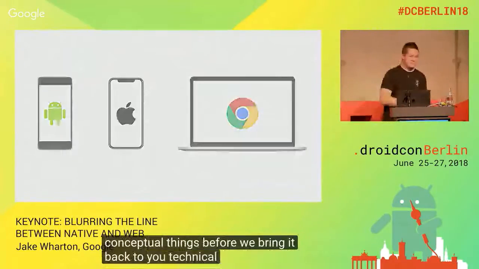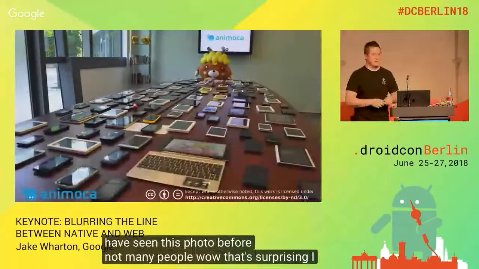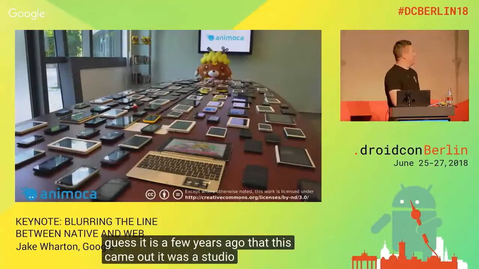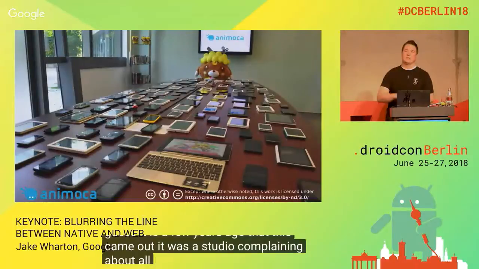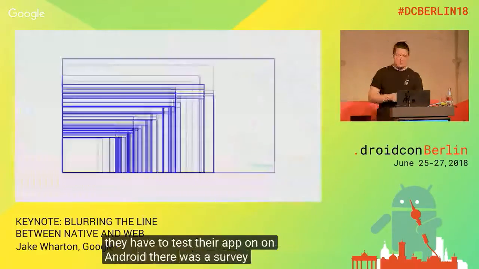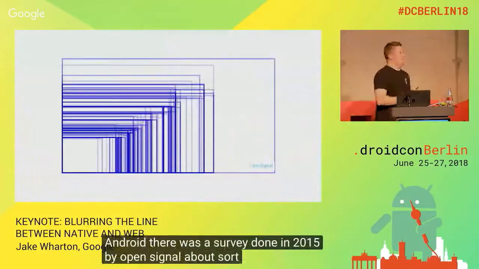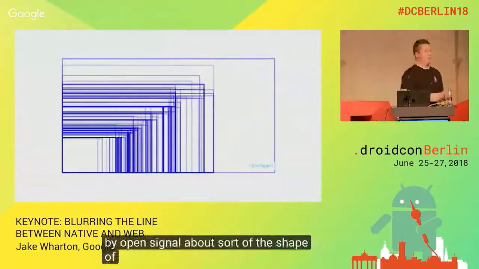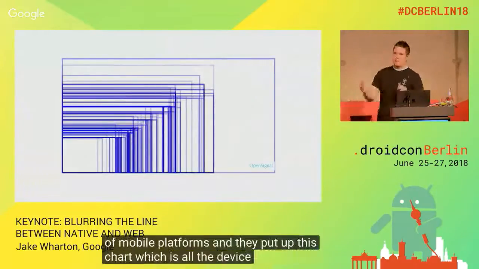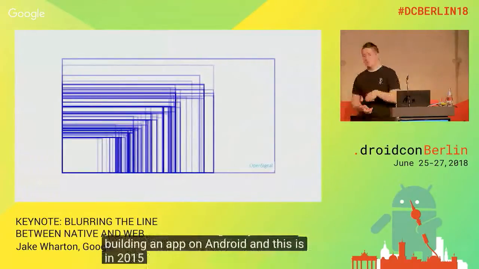How many people have seen this photo before? Not many people. Wow, that's surprising. I guess it is a few years ago that this came out. It was a studio complaining about all the different devices that they have to test their app on Android. There was a survey done in 2015 by OpenSignal about sort of the shape of mobile platforms. And they put up this chart, which is all the device sizes that you would have to target if you were building an app on Android. And this is in 2015.